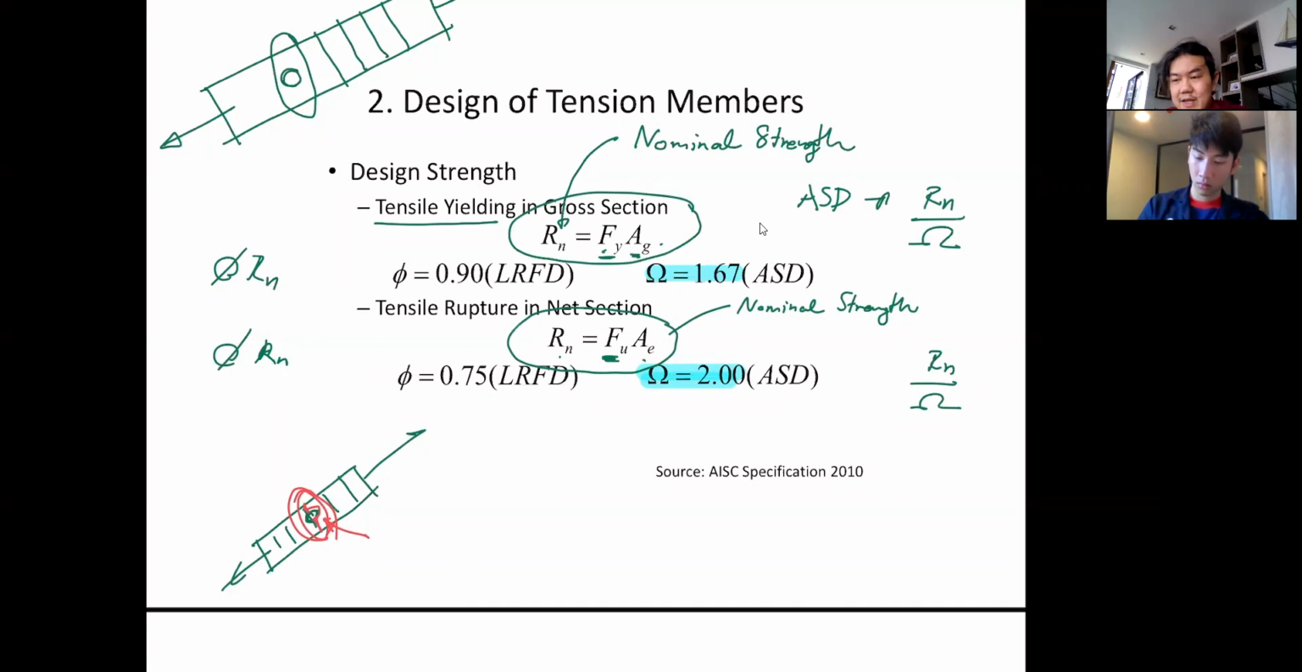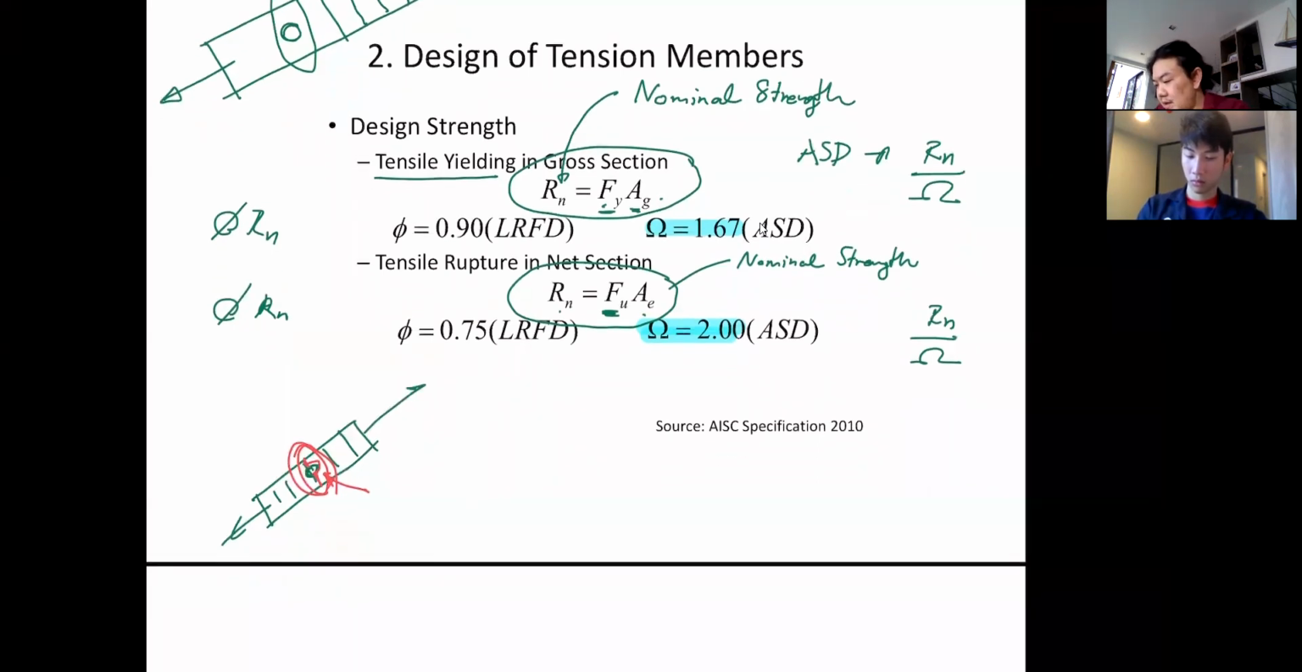So basically, when we talk about a member under tensile axial force, we have two major failure modes. Either one of them is going to occur with your member. Now let us take a closer look at the tensile rupture in the net section.